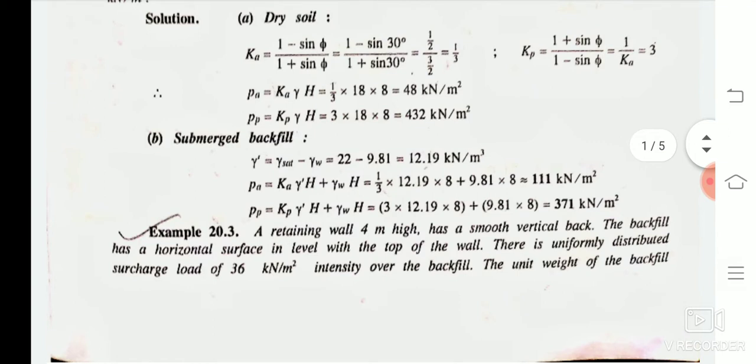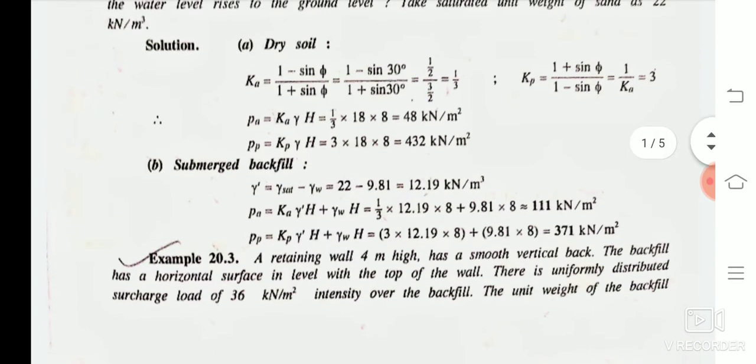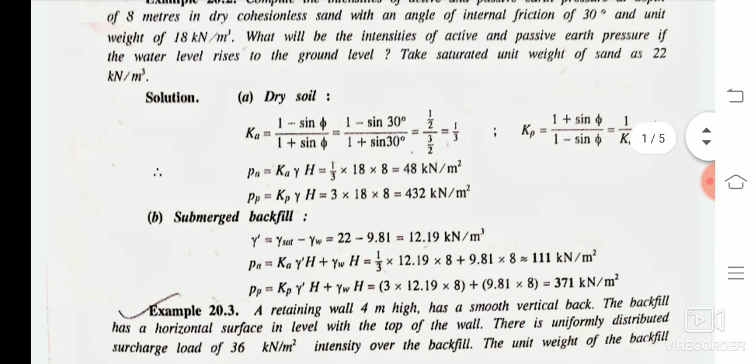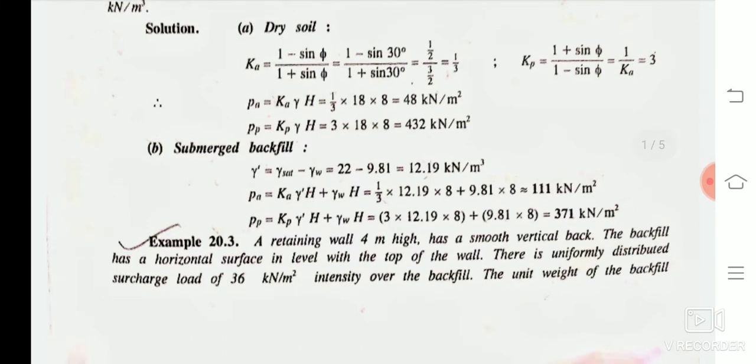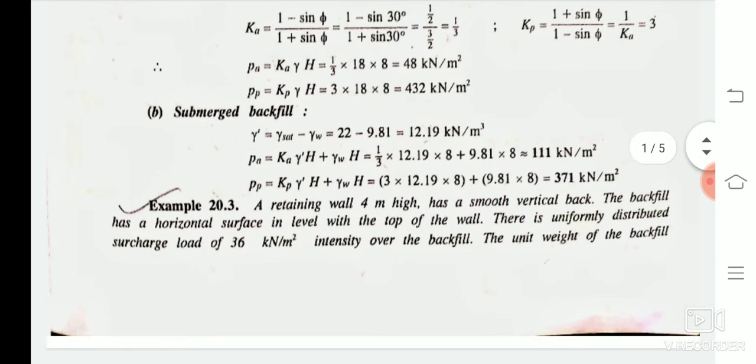So for the submerged backfill, what will happen? For the submerged backfill, we know the submerged unit weight of the soil is given by the saturated unit weight minus the unit weight of water. The saturated unit weight of the soil is given as 22 kilonewton per meter cube, and 22 minus the unit weight of water, which is considered as 9.81 kilonewton per meter cube. Hence the value of gamma submerged is 12.19 kilonewton per meter cube.